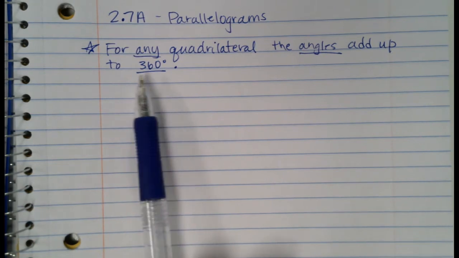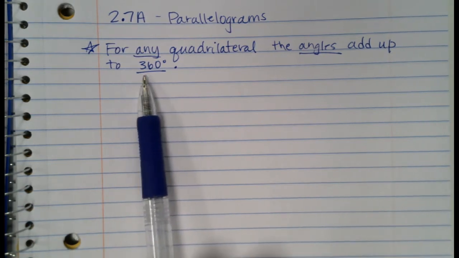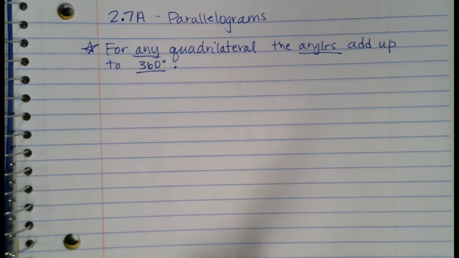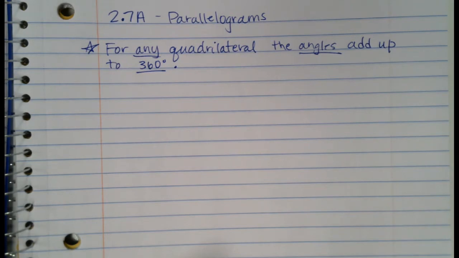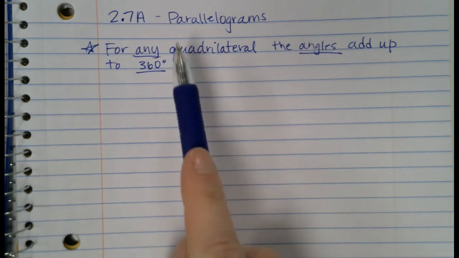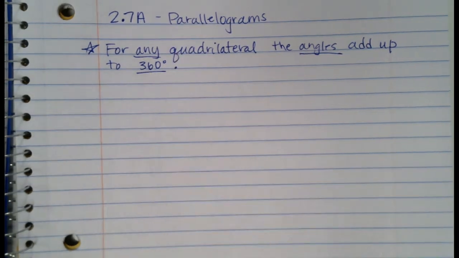360 is just a pretty easy number to remember. Do y'all remember what the angles in a triangle add up to? What's our magic number? 180. So right now you got to remember two numbers. Angles in a triangle add to 180. Angles in a quadrilateral add to 360. Okay, two numbers that you got to remember.